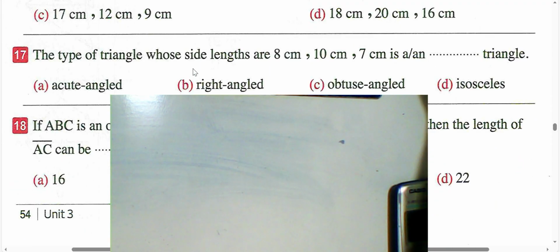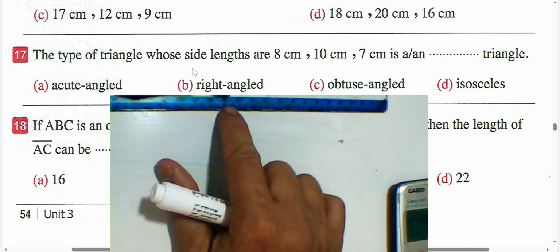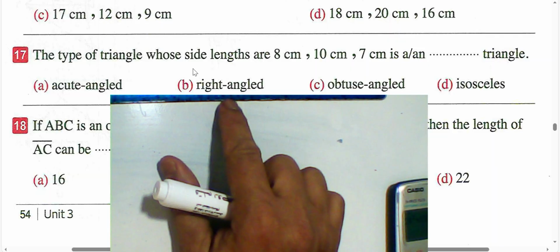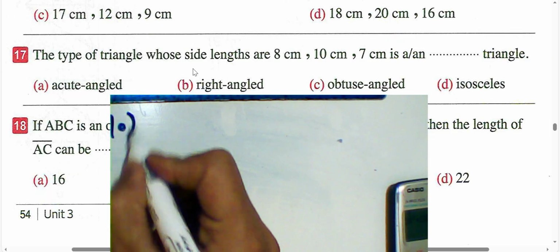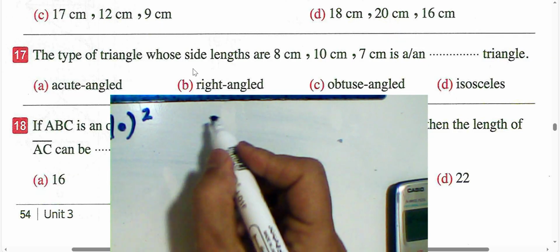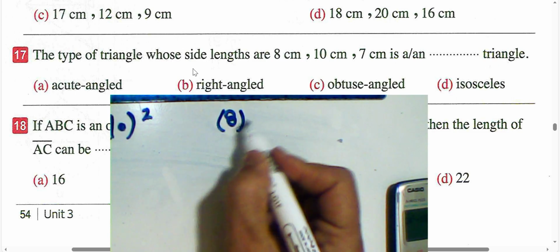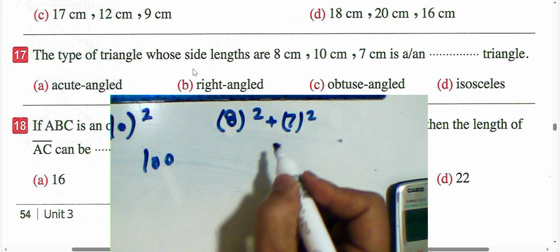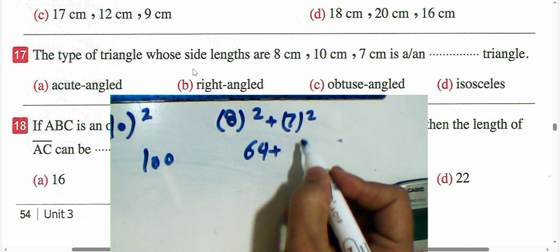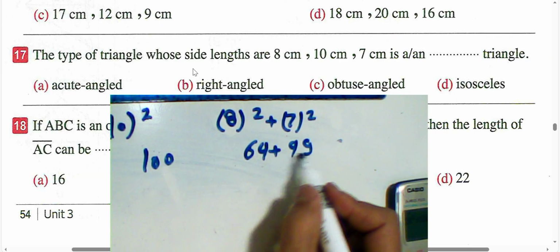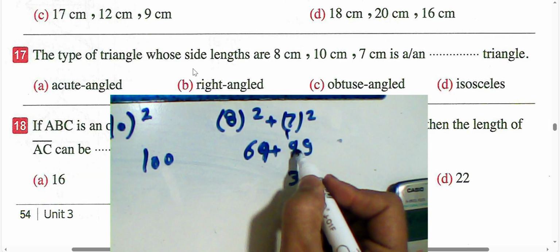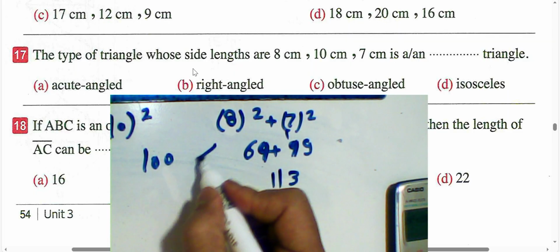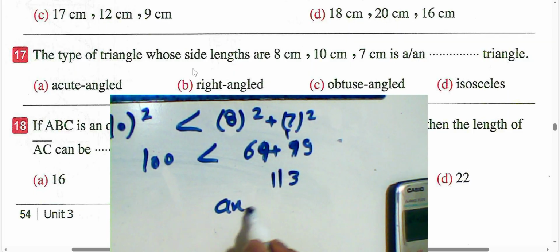Next question. The type of triangle whose side lengths are 8, 10, 7 is what? We can write 10 power 2 and compare it with 8 power 2 plus 7 power 2. 10 power 2 will be 100. 8 power 2 is 64 and 7 power 2 is 49. 9 plus 4 is 13, 3 and carry 1, 5 plus 6 is 11. Then this triangle will be an acute angle triangle.